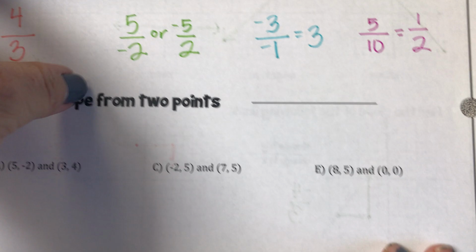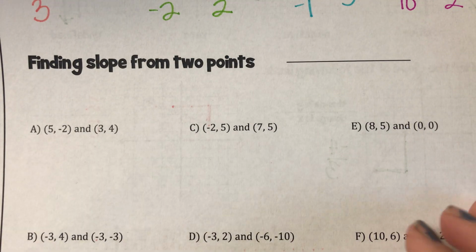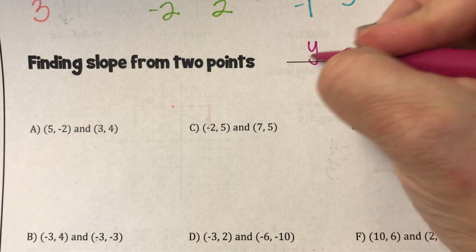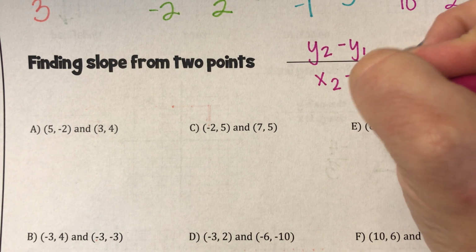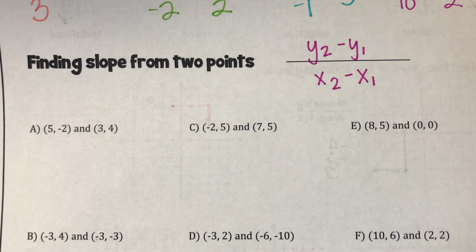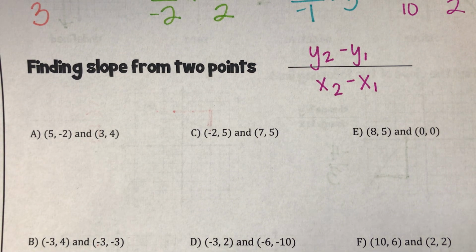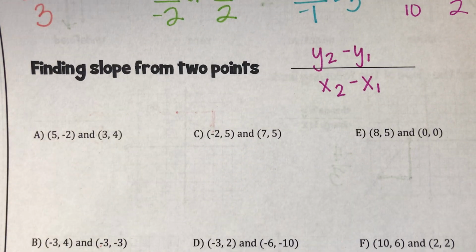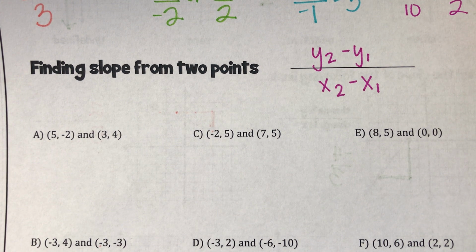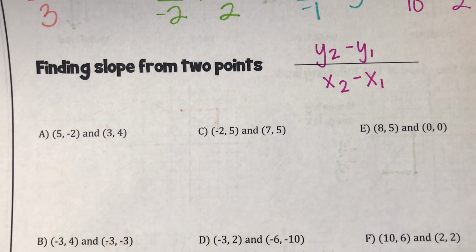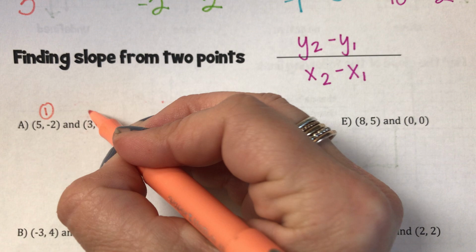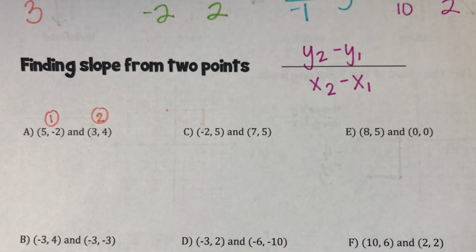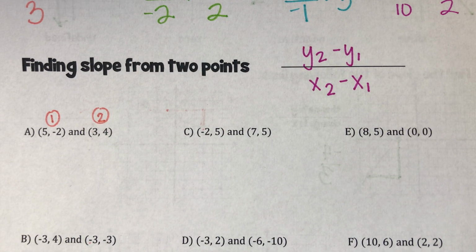Okay, and then the very last thing that we have to talk about is when you're given 2 points, we're going to use the formula y2 minus y1 over x2 minus x1. Okay, and a lot of times people think that that means like squared or something, and it doesn't. All that means is the second y minus the first y, and the second x minus the first x. So if we're looking at like this one, we can agree that this is the first and this is the second, right? That's the first ordered pair and the second ordered pair.